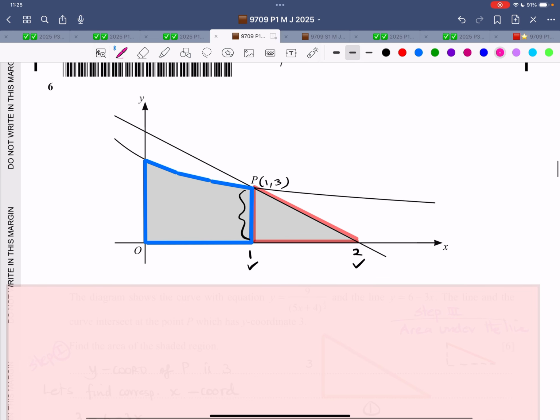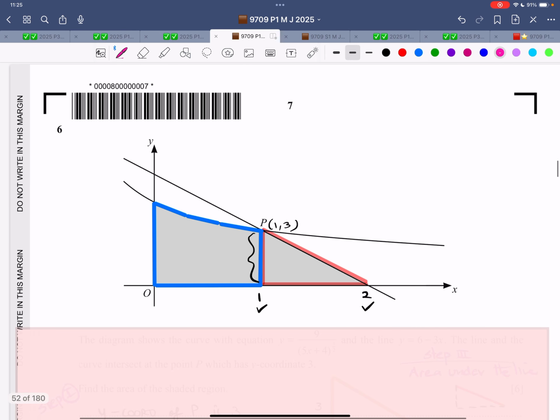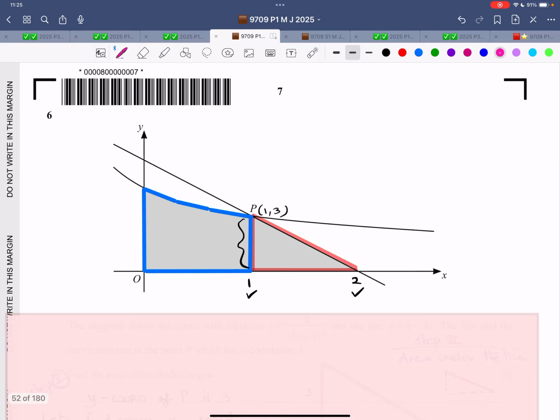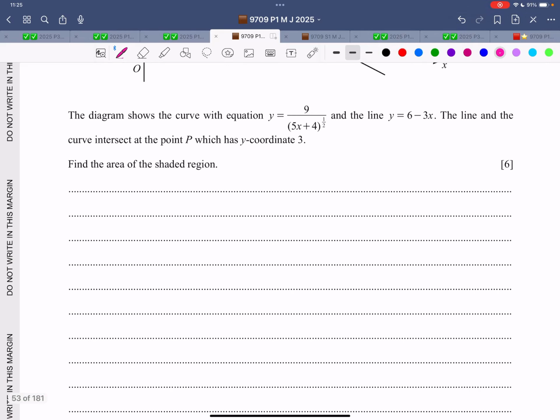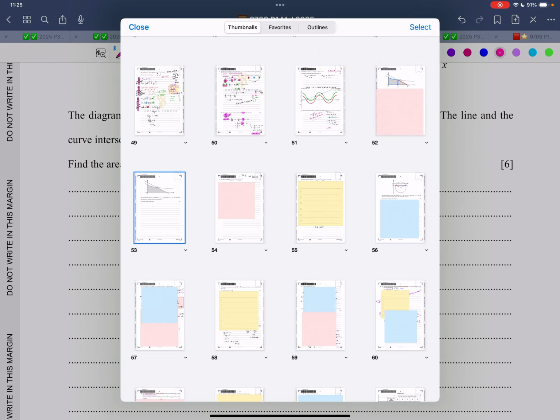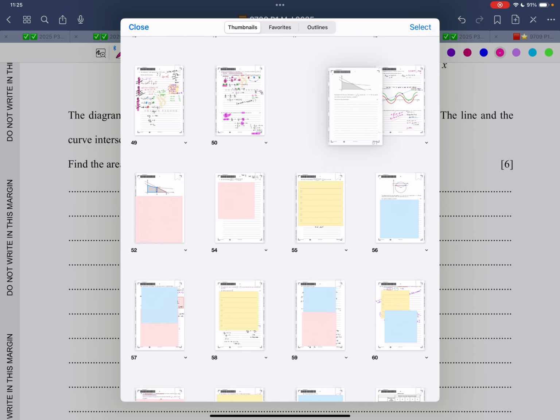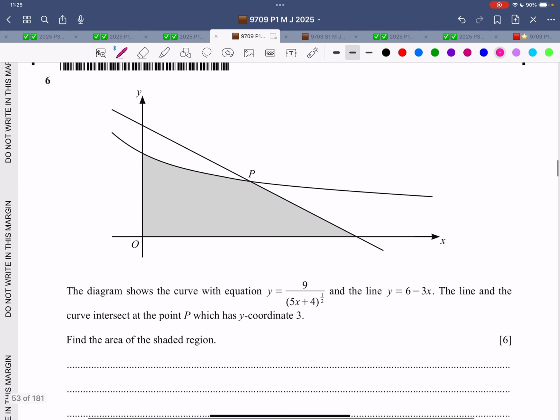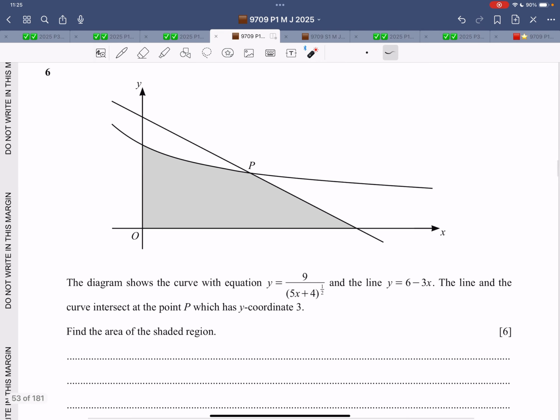Question number 6. So it looks like either an area under graph question or a question related with volume. So now let me add a page so you can see the diagram more clearly, and let me just shift the page like this. Okay, so now over here, that is the original question, and it says the diagram shows the curve with this equation and the line with this equation. So there is a line and this one is the curve.